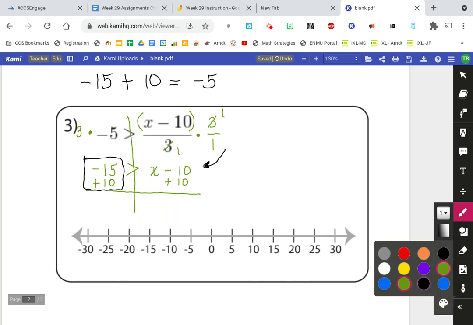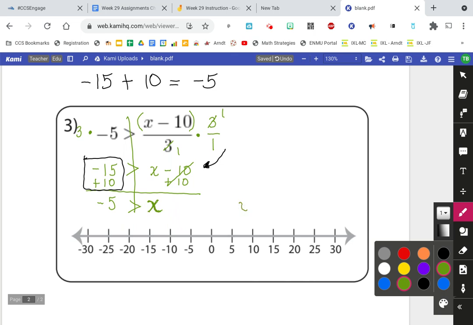So we have negative 5 is greater than, notice this negative 10 and positive 10 are going to cancel each other out. So we have negative 5 is greater than x. You can leave this like that if you want to. For me, it's easier when I graph if the variable is first. Notice how my variable is on the right and not the left. You can, if you want to, turn that inequality around.